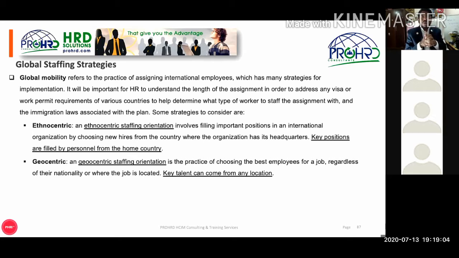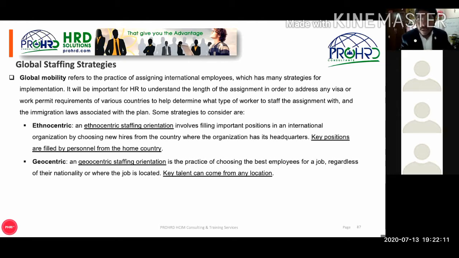While doing this process, there are concepts like ethnocentric and geocentric. You need to understand what is ethnocentric. An ethnocentric staffing orientation involves filling the important positions in an international organization by choosing new hires from the country where the organization has its headquarters. Ethnocentric means if you have any vacancies, important key positions are filled by the parent company employees.